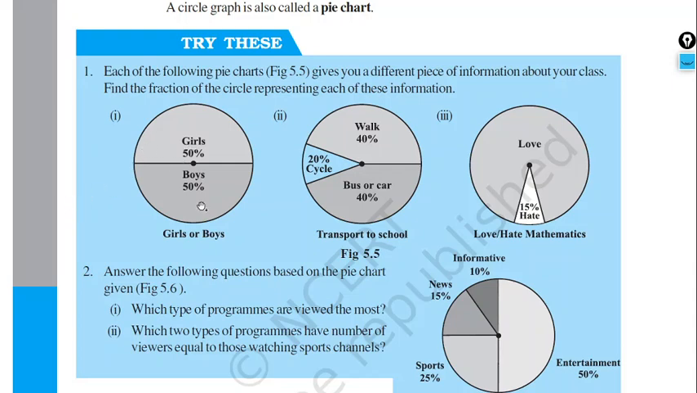First one, say suppose girls and boys. So what type of information is this pie chart giving us? This pie chart is giving us the data that 50% of children are girls and 50% are boys. Now here this data shows us transport to school. That means 40% of the students walk to school, 20% of the students cycle to school, and 40% of the students come by bus or car. Similarly you have to do all this for double I and triple I and question number 2 also. So try this at your home.